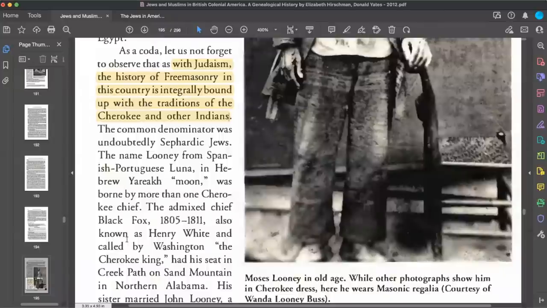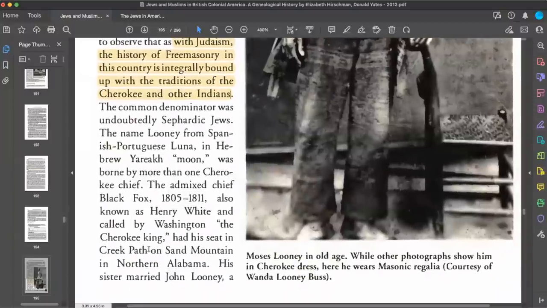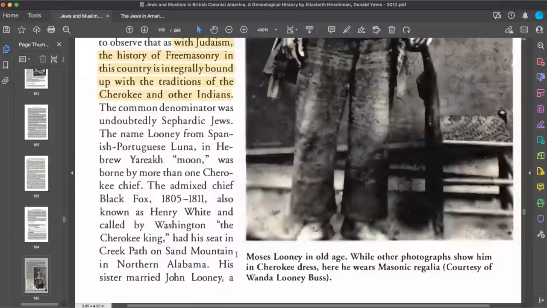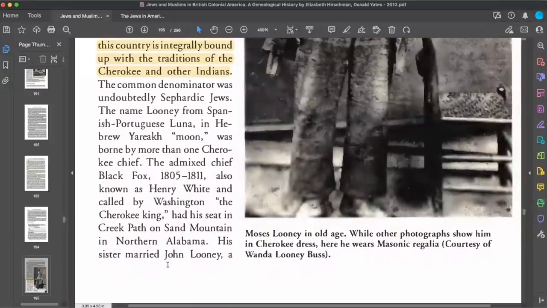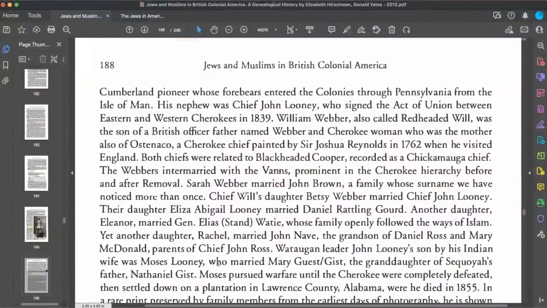The admixed chief Black Fox, 1805-1811, was also known as Henry White and called by Washington the Cherokee King, had his seat in Creek Path on Sand Mountain in northern Alabama. His sister married John Looney, a Cumberland pioneer whose forebears entered the colonies through Pennsylvania from the Isle of Man. His nephew was Chief John Looney, who signed the Act of Union between Eastern and Western Cherokees in 1839.